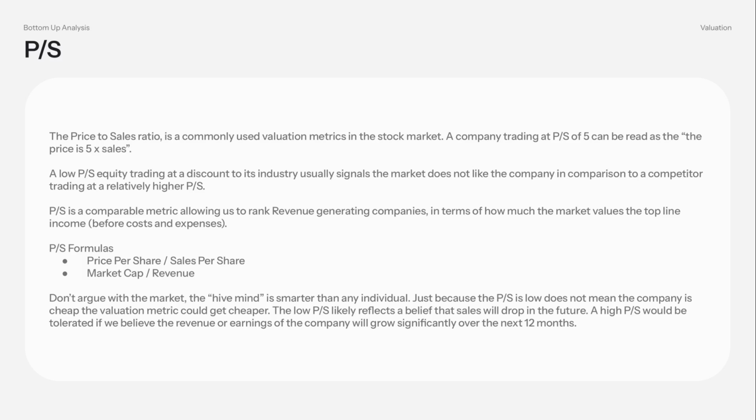P/S is a comparable metric, allowing us to rank revenue-generating companies in terms of how much the market values the top-line income before costs, expenses, interest, and taxes are deducted. The P/S formula equals price per share divided by revenue per share, or market cap divided by revenue.